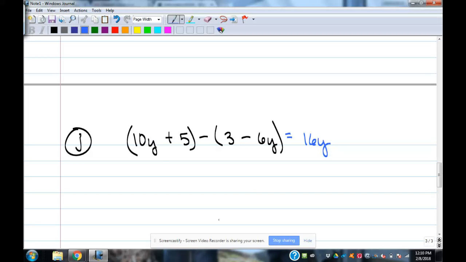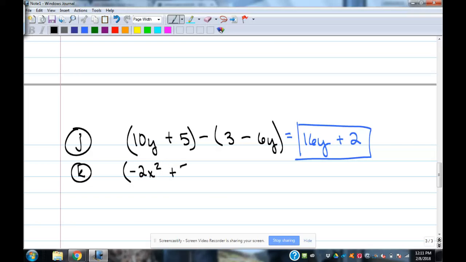16y. And then 5 minus 3 would be plus 2. It's a positive 2, so we use plus 2 out of that. Where it can get a little confusing with this is if you had something like negative 2x squared plus 5x minus 8, minus 4x to the third plus 5x squared minus 3. Something like that. This is one that could be confusing.